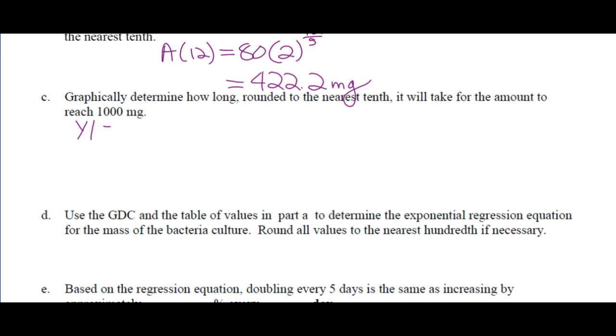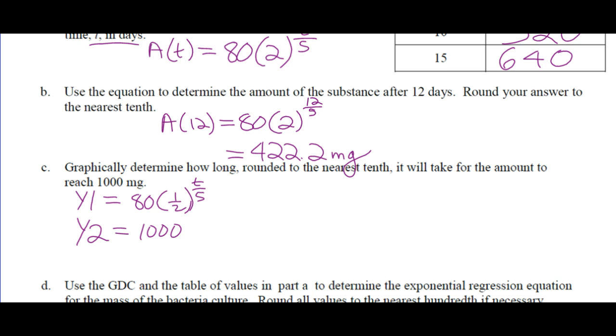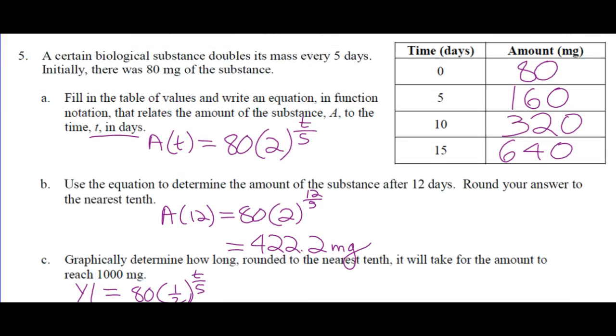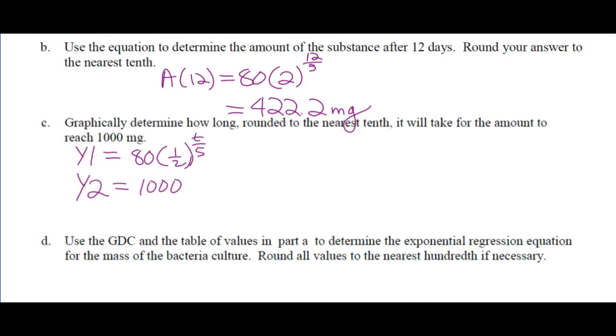So you got to go y1 is equal to 80 times 2 to the t over 5, right? And y2 is equal to 1,000. And we're going to put in, so how long is it going to take? Well, so another 5 days will get us to 800. Another 5 days after that will get us to. So if we go to about 20, well, let's see, 640. So in 20 days, it'll be over 1,000, right? Yeah, at that rate.